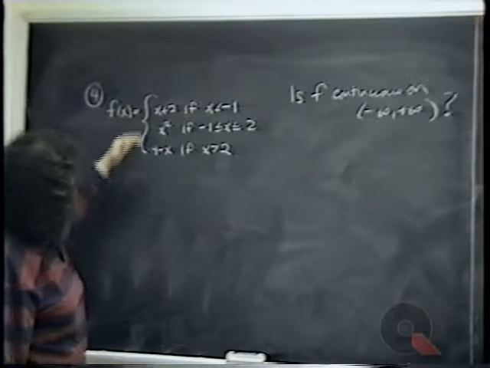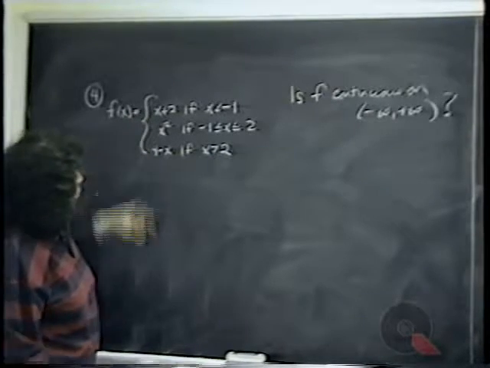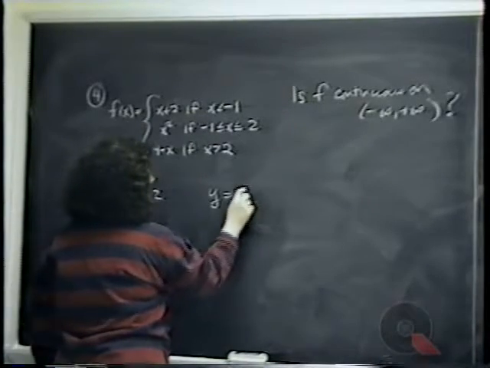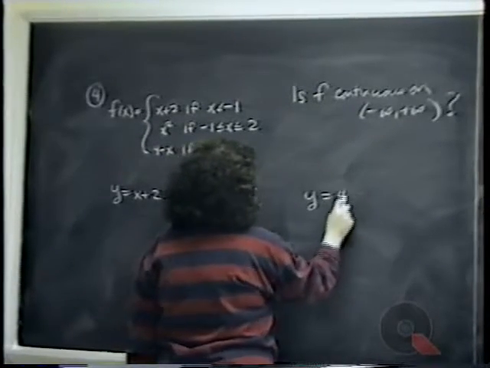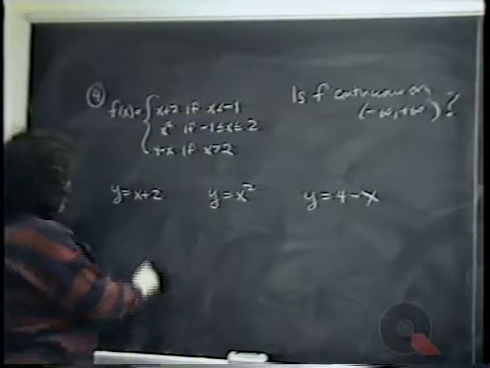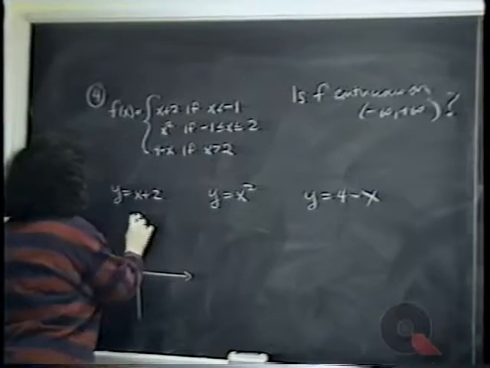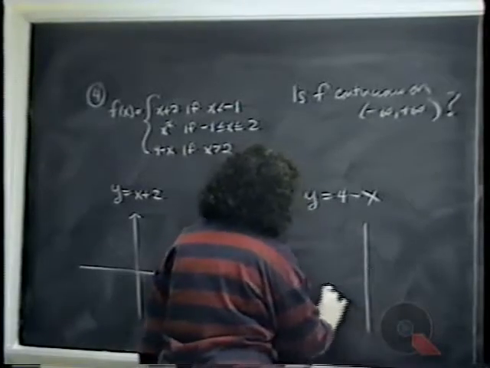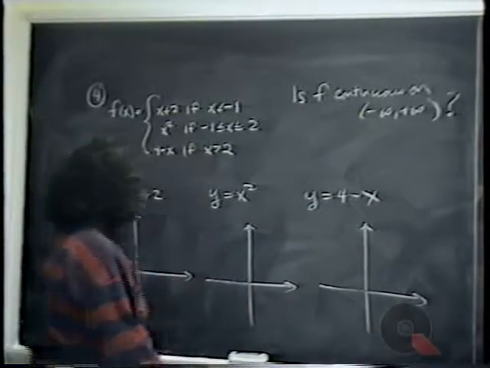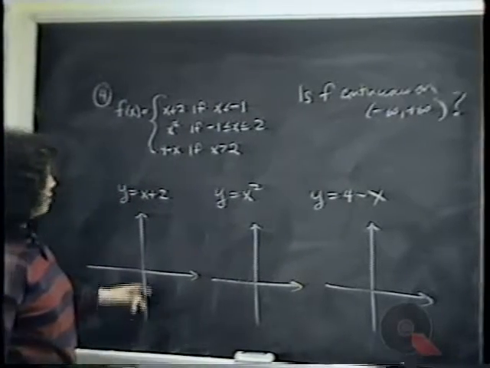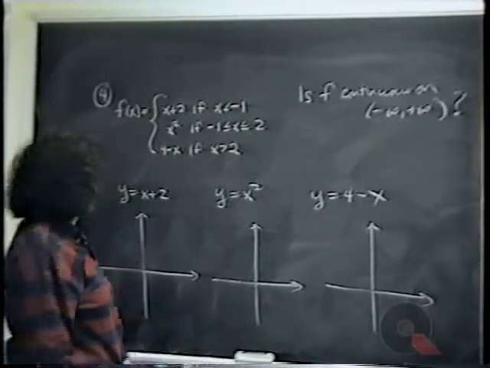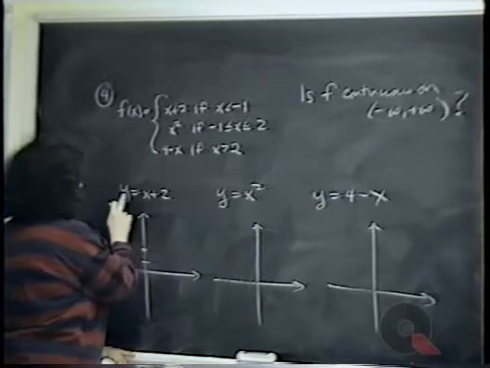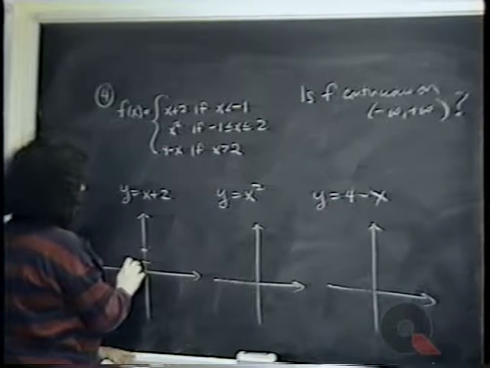This split function is composed of three functions. y equals x plus 2, y equals x squared, and y equals 4 minus x. Each one of these, by themselves, would be continuous on minus infinity to plus infinity. The first and the third have as a graph straight lines, and the middle one is a parabola. Let's see. If x is 0, y is 2. If y is 0, x is minus 2.